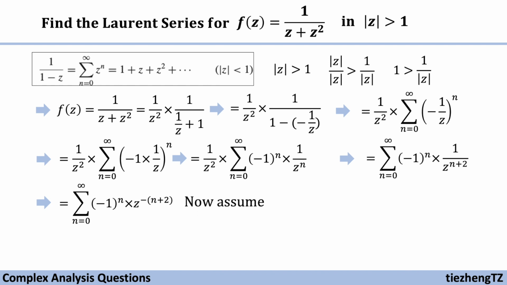And of course, we can just do some updates here. Assume m equals n plus 2, so n is m minus 2. Therefore, we just substitute m into this previous equation. And we have the sum, where m starts from 2 to infinity, of minus 1 to the power of m minus 2 times z to the power of minus m. So this is the updated format of the Laurent series for this given function in this domain.